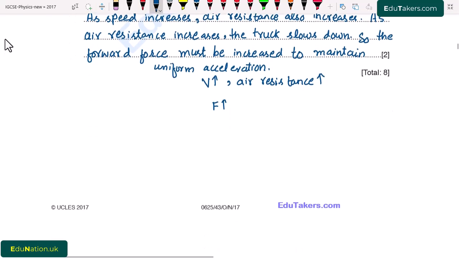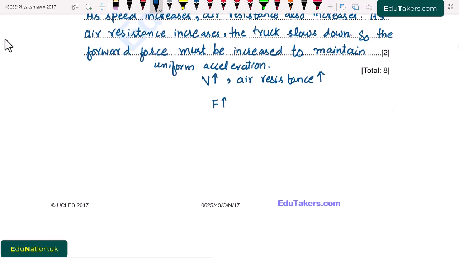So if I consider here that there is a truck, here it's a truck, as it moves forward, there is an opposing force that is acting in the opposite direction. This is actually air resistance.